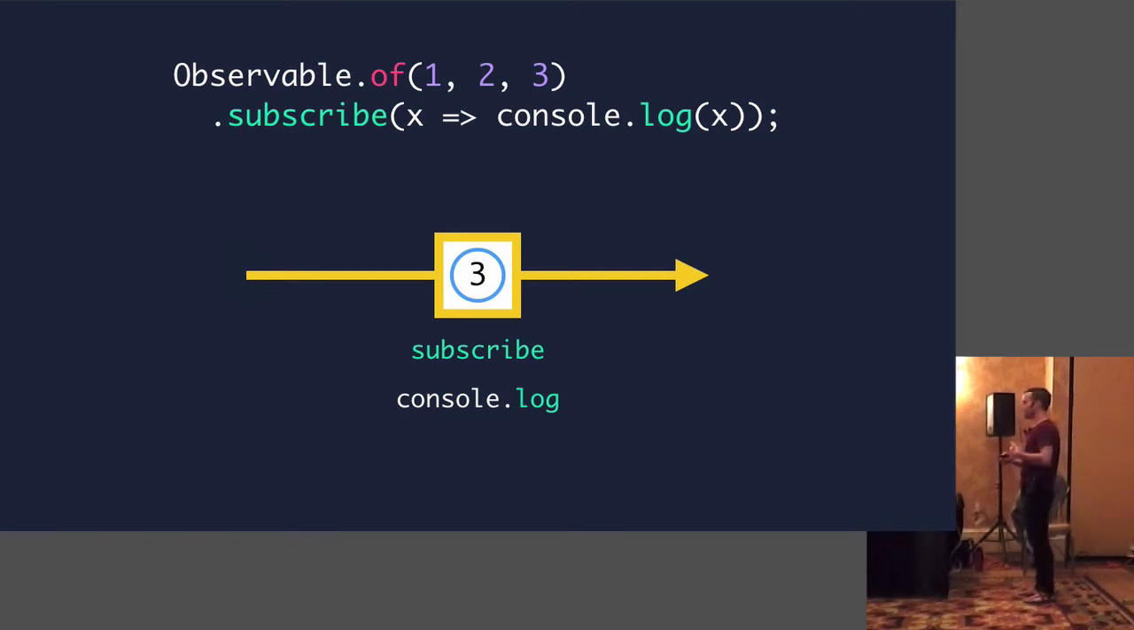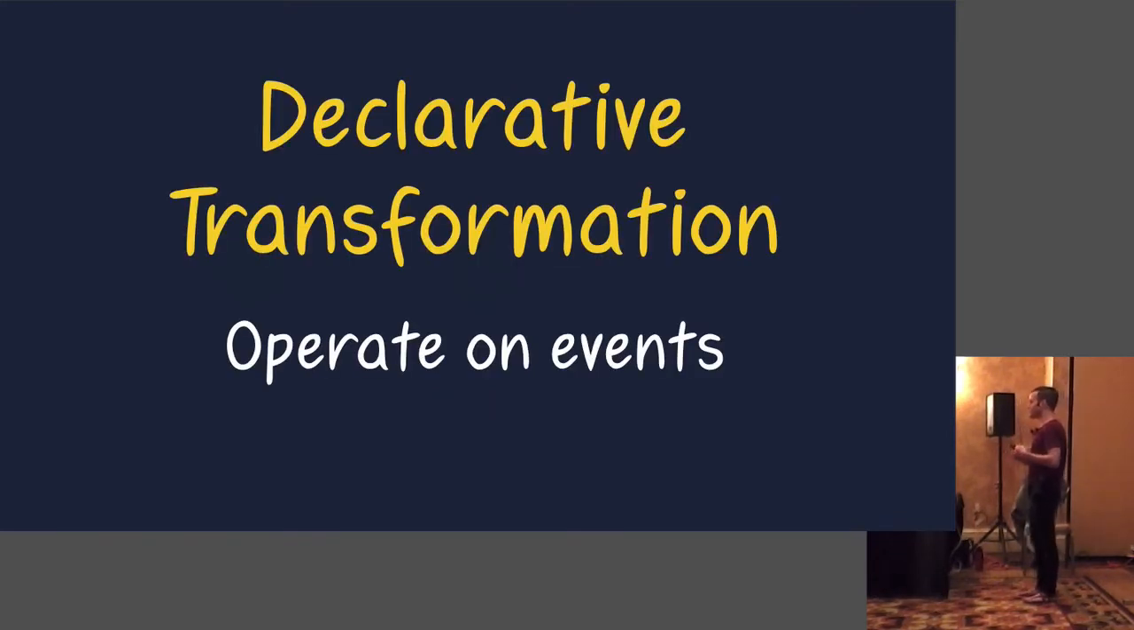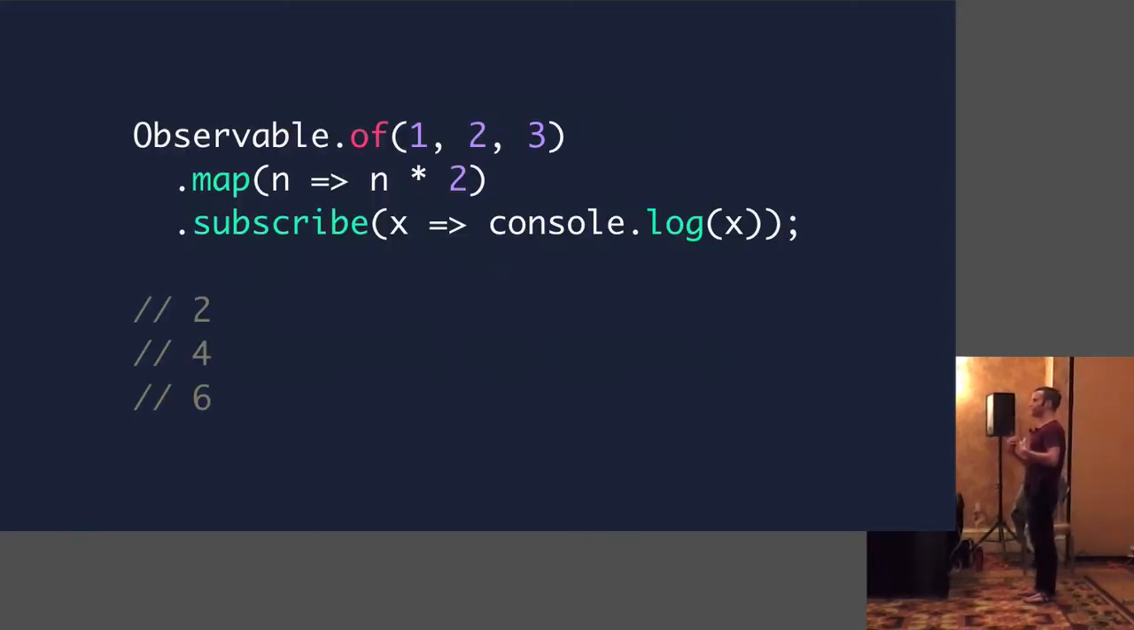So that's a very basic idea of what's going on with observables, sequences in time versus sequences in space, like an array. But for them to be really useful, we want to start transforming and operating on them so we can do useful things with this data that's coming through on these observables. So let's talk about declarative transformation. Declarative is just a way to describe how I want to operate on the data.